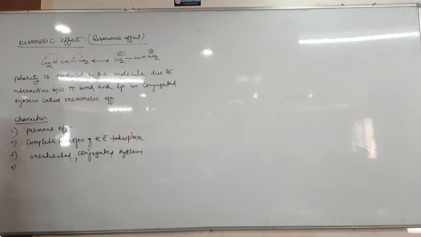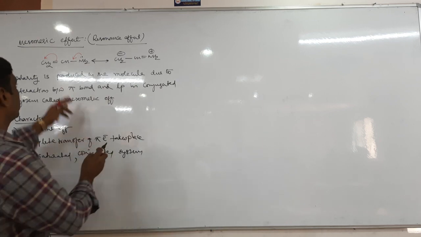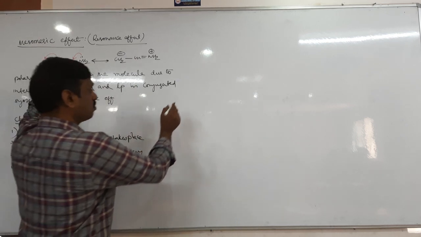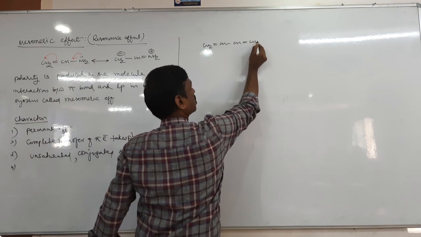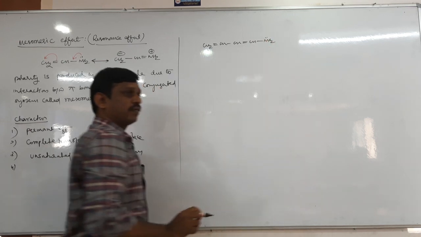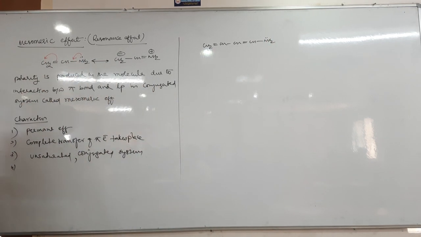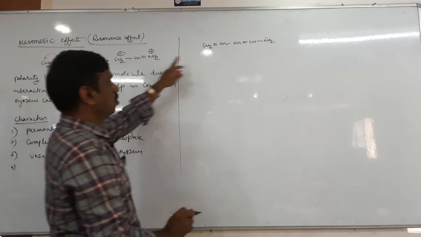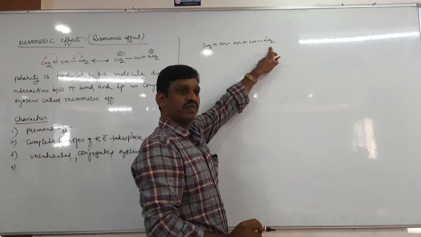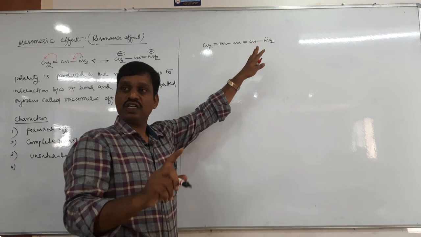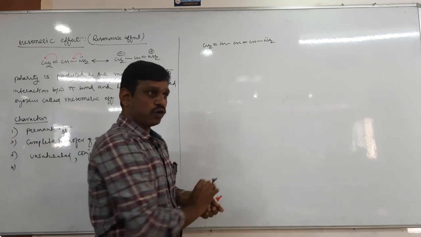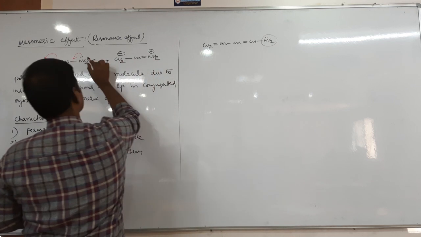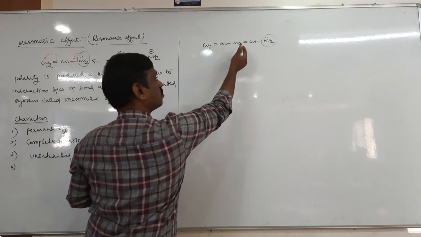Next, fourth one. This mesomeric effect is independent of distance. It means it does not depend on distance. For example, if I write CH2 double bond CH, double bond CH, NH2, tell me what is the difference between this molecule and that molecule? Here there are 3 atoms, there 5 atoms. Then what is the difference in the mesomeric effect? There is no difference. Both will have the same mesomeric effect, because the NH2 group is the same. There is a conjugation here also.